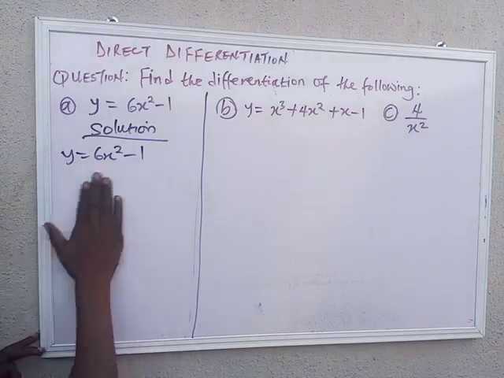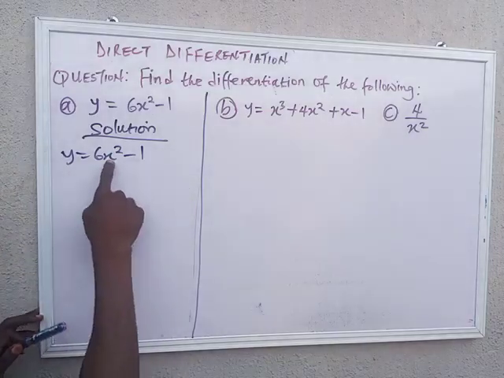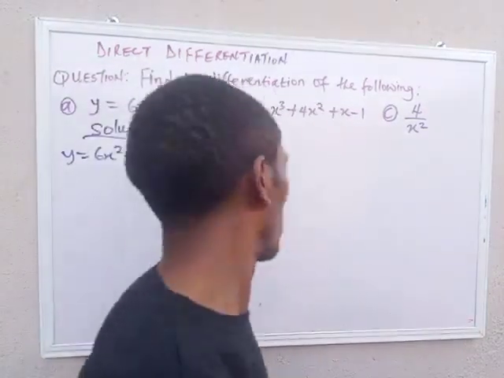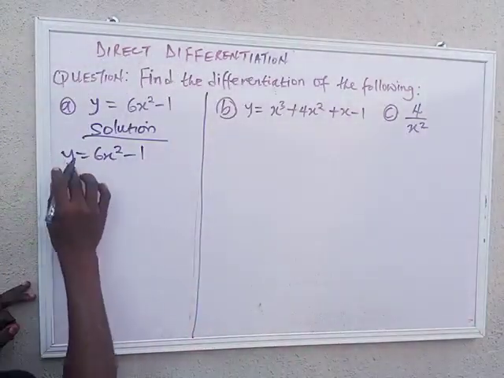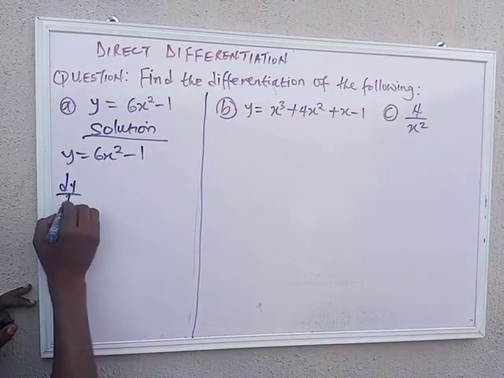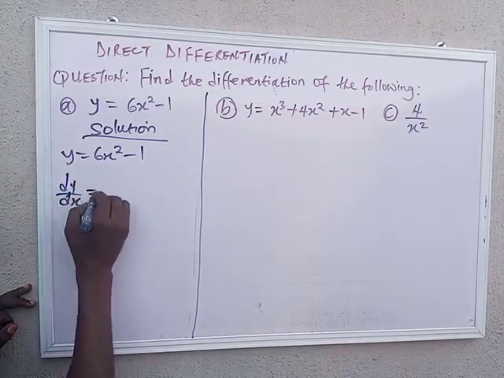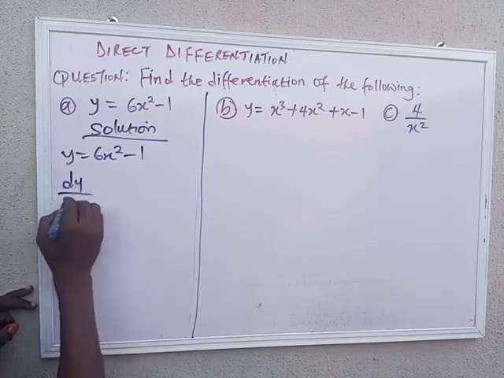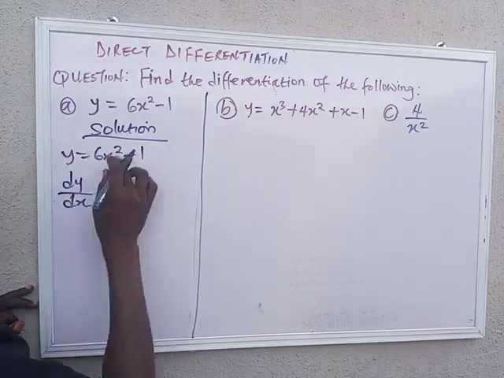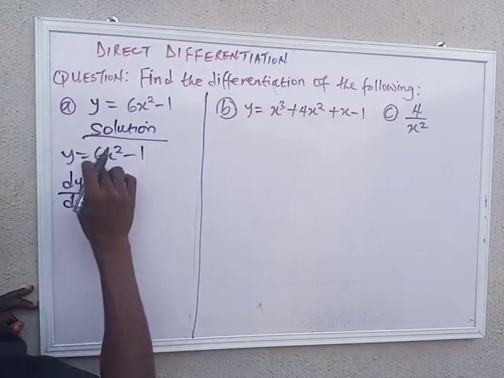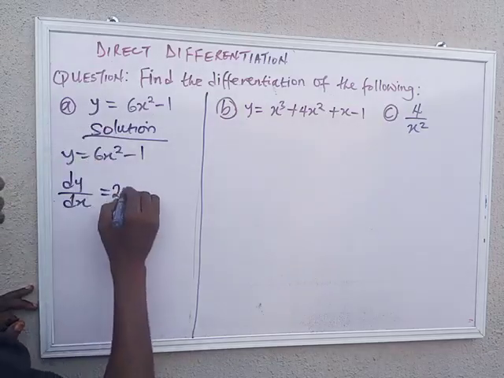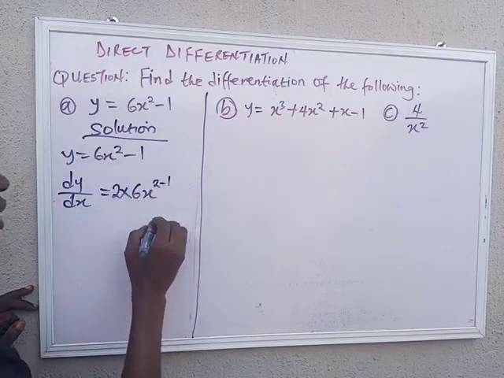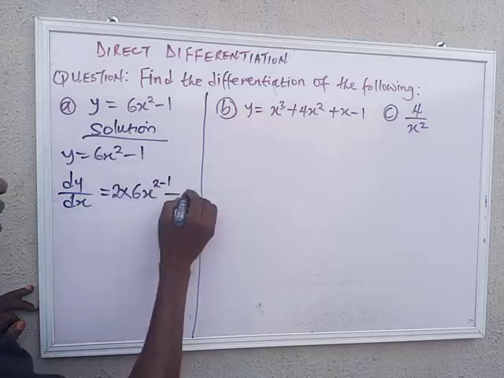Now, using this, let's look at this question. You have y, you have x. And also know that the differentiation of a constant is 0. So we have dy dx. So we're going to have dy dx is equal to, let me write it properly, dy dx is equal to, we bring down this power, multiplying this coefficient of 6 here. So 2 times 6x, then we reduce the power by 1, minus differentiation of a constant is 0.